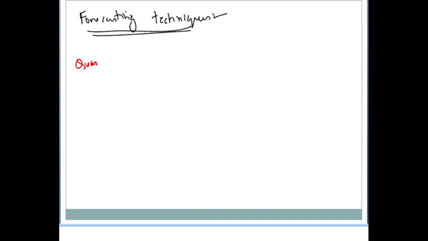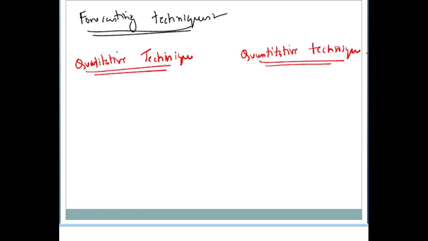Now let's study about the forecasting techniques. We are going to study about the forecasting techniques. Now forecasting can be mainly classified into two categories based upon the technique which is employed. First one is the qualitative technique, and second one is the quantitative technique.